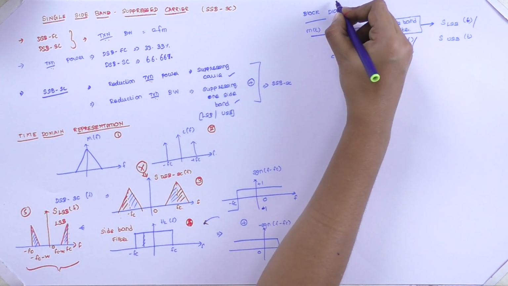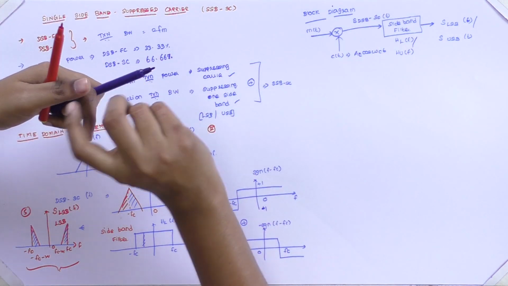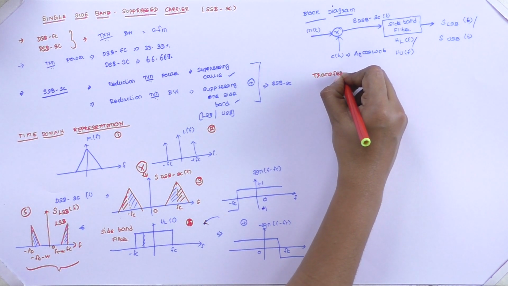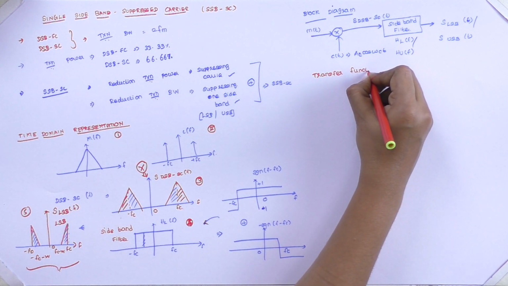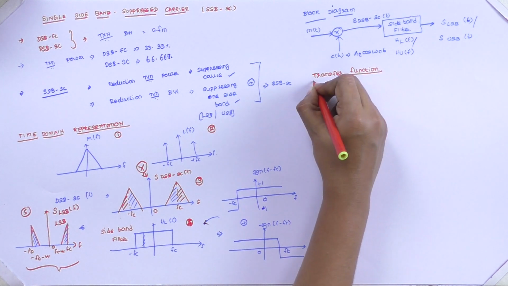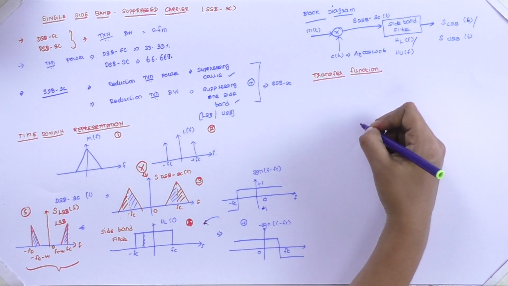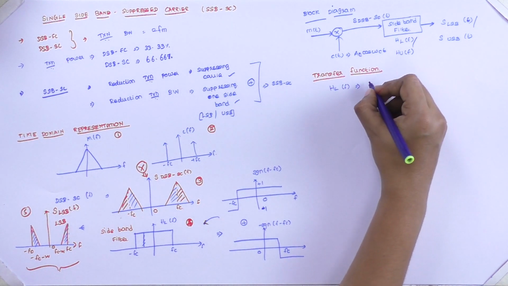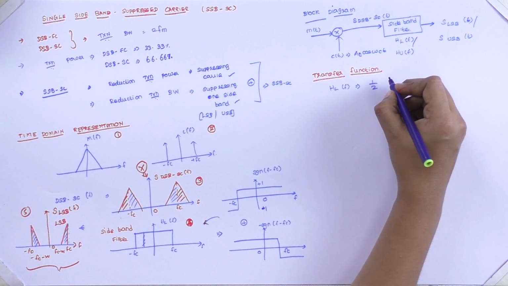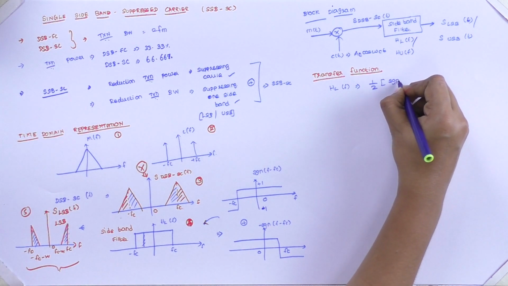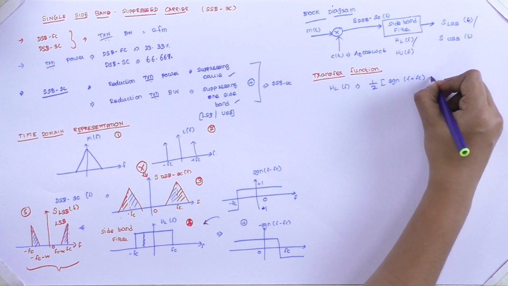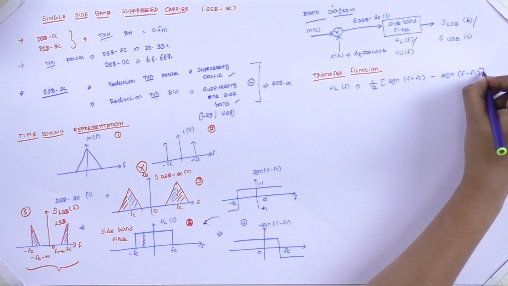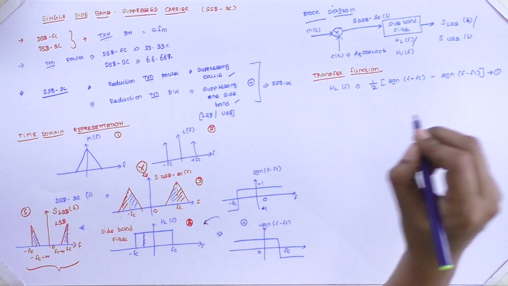So this is our general block diagram. The transfer function is given by, for our assumption, we will take only the lower sideband filter. Understand the derivation part. So therefore the transfer function is given by HL of f is equal to 1 by 2 into signum of f plus fc minus signum function of f minus fc. We will take this as equation number 1.